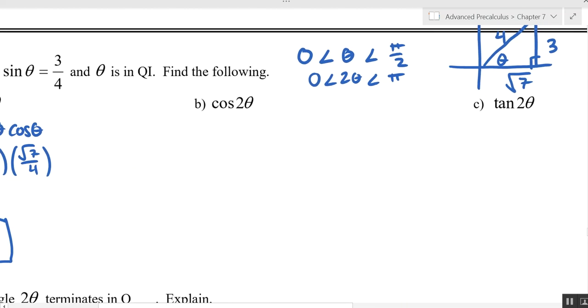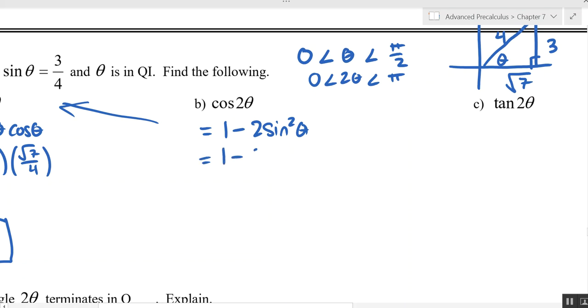Now you have a bunch of choices. You have 3 different choices for cosine. I would encourage you to use one that uses what is given. So of the 3 identities, I'm going to choose 1 minus 2 sine squared, since I know the sine of theta is 3/4. And even if I made a mistake in my triangle, at least I could get this portion of the problem correct. So let's evaluate this.